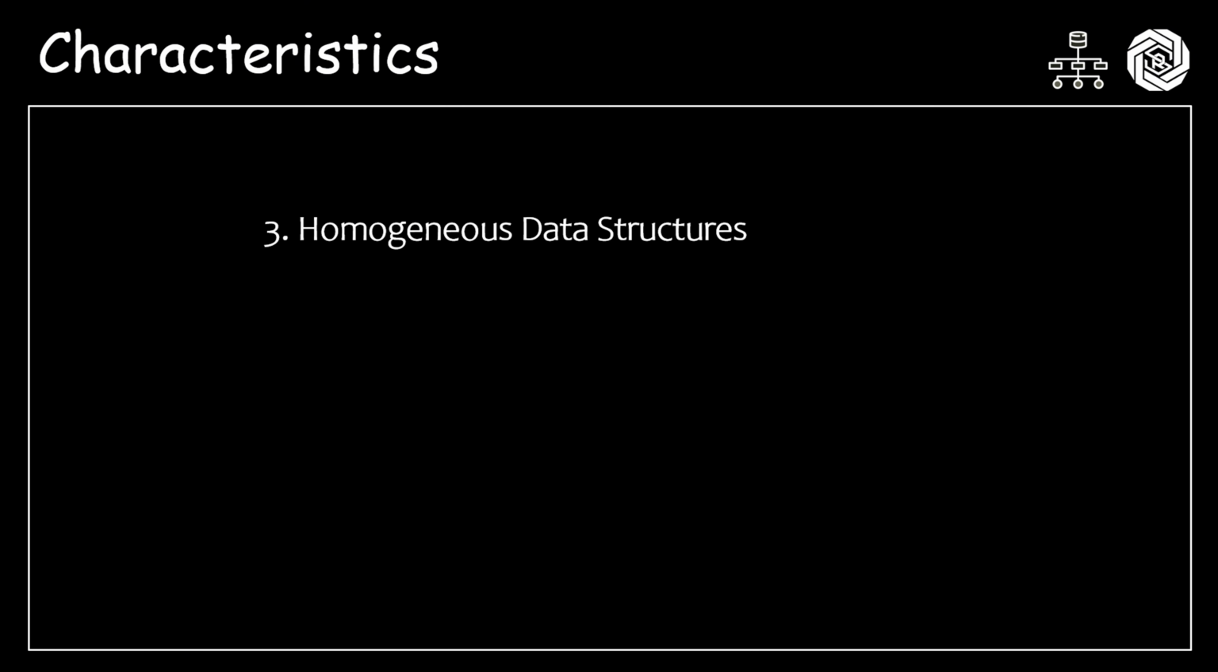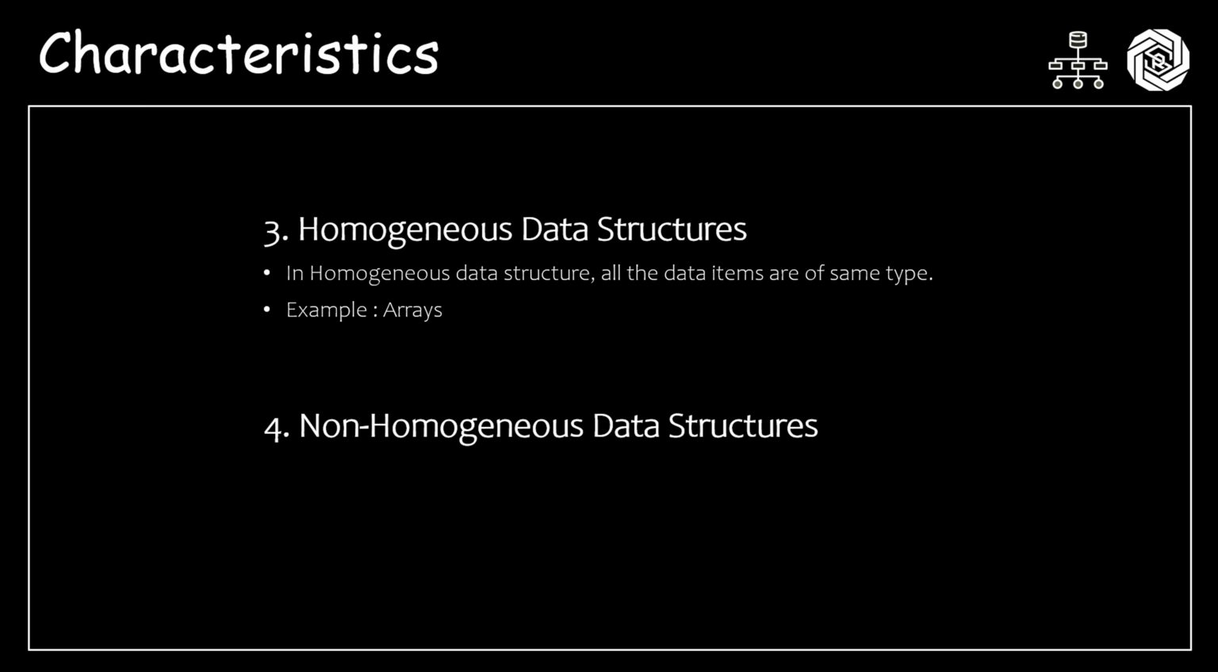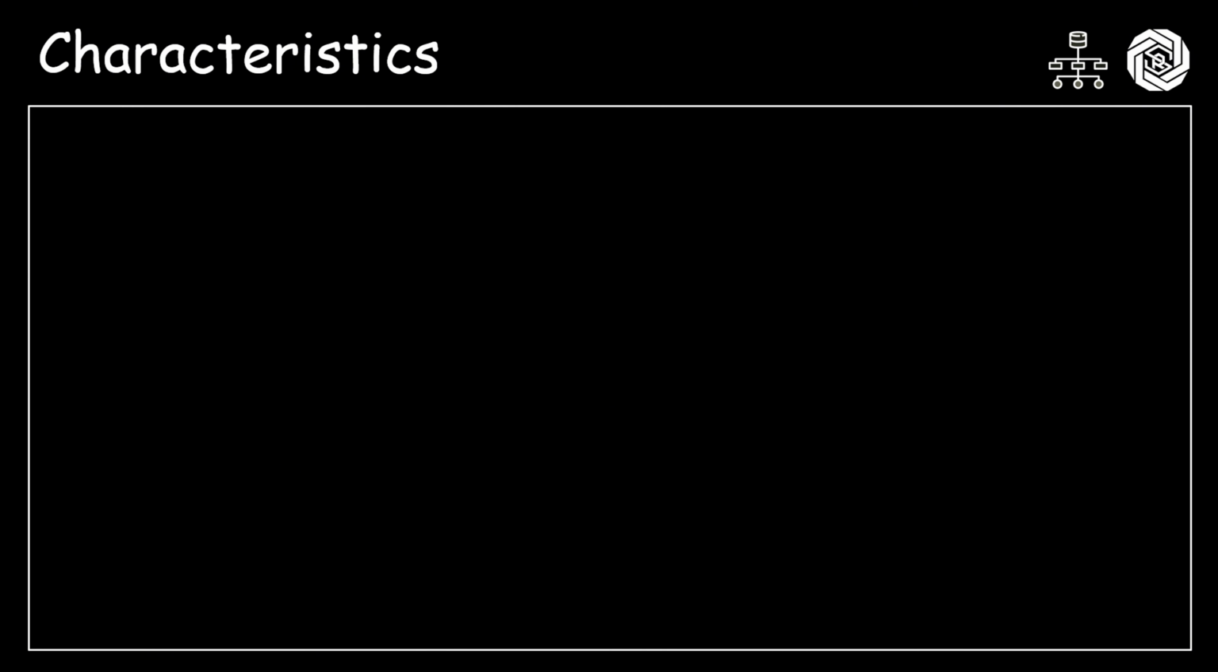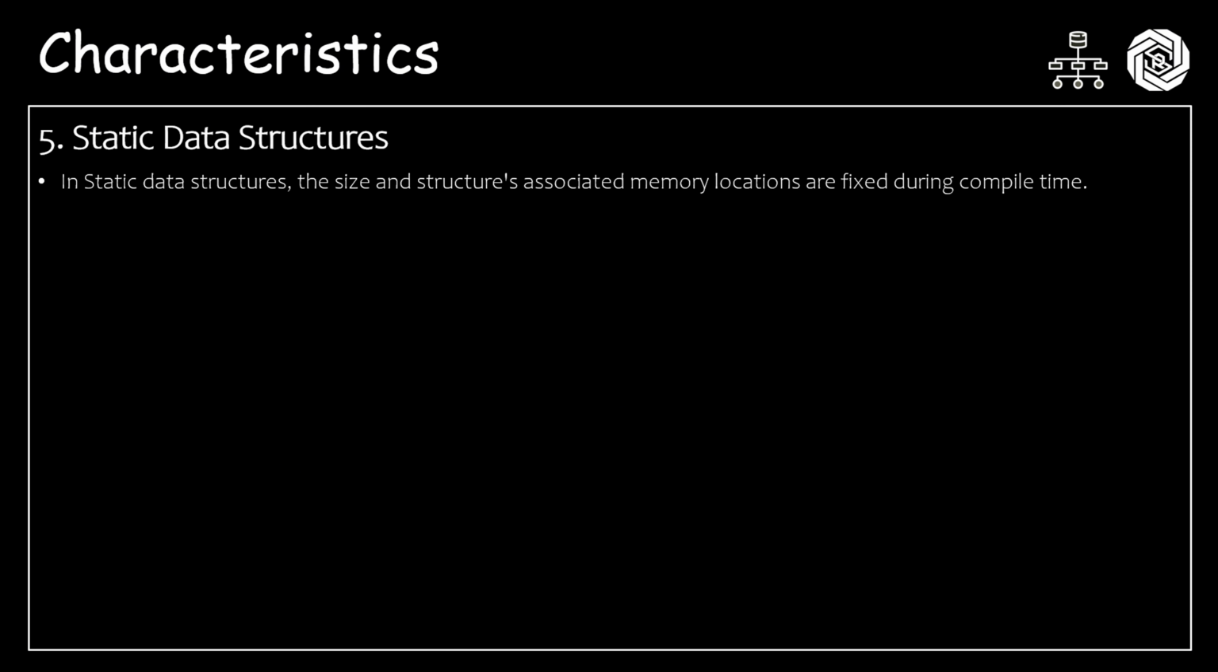Homogeneous data structures. In a homogeneous data structure, all the data items are of the same type. Example, arrays. Non-homogeneous data structures. In non-homogeneous data structures, all the data items may or may not be of the same type. Example, structures. Static data structures. In static data structures, the size and structure associated memory locations are fixed during compile time. Example, arrays.